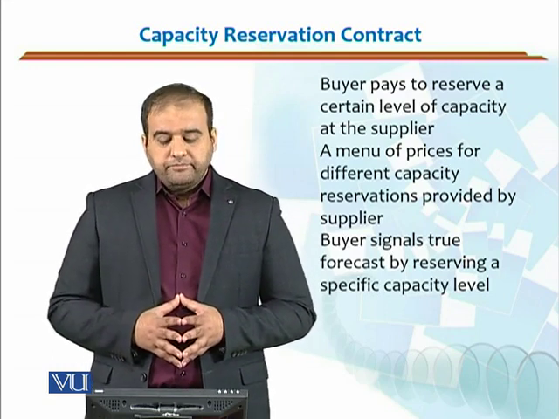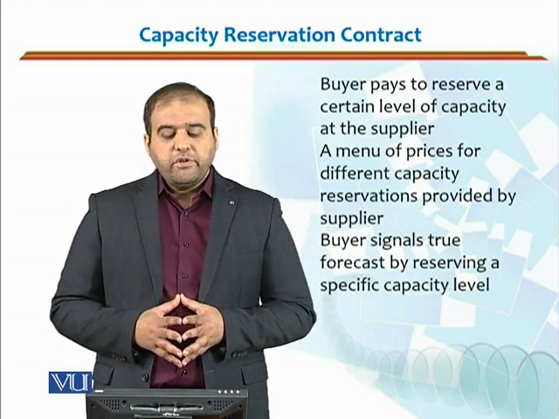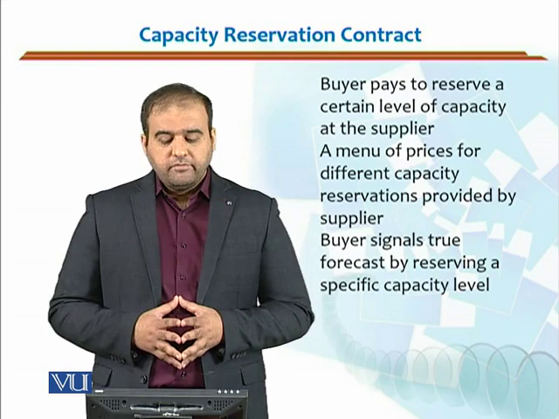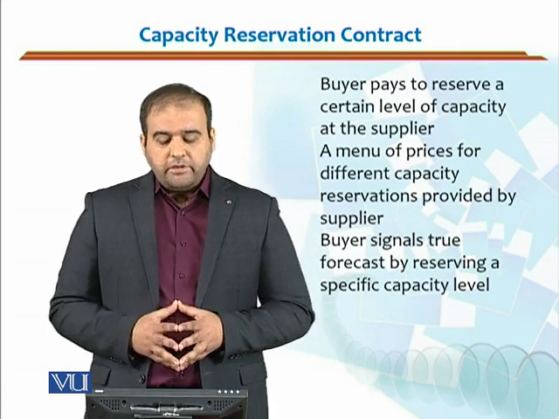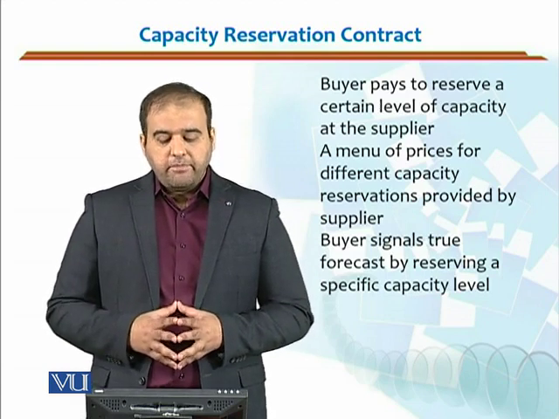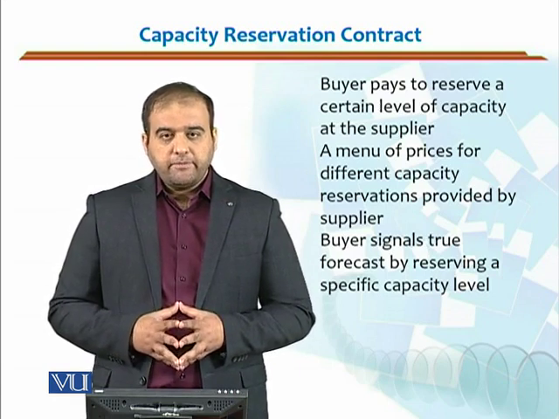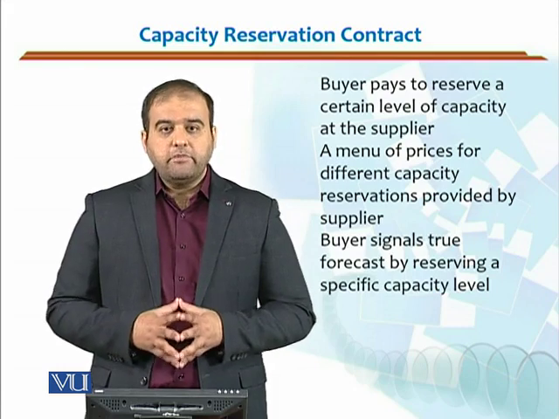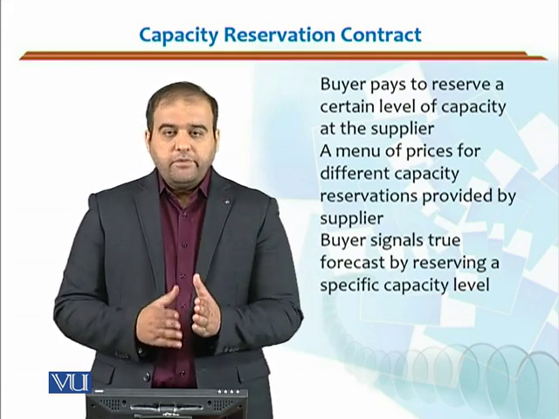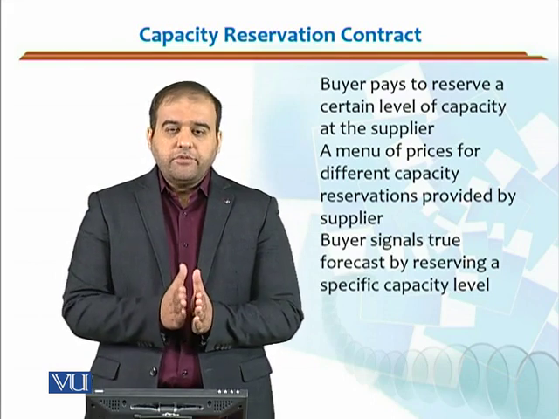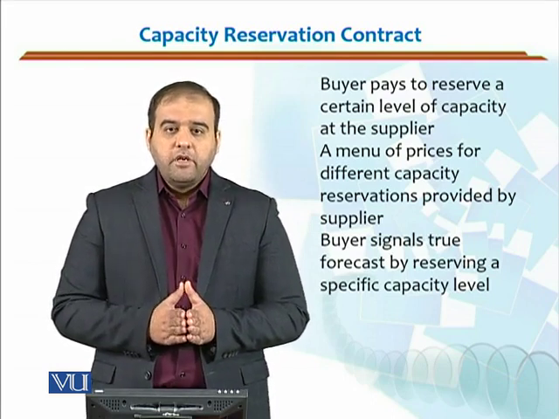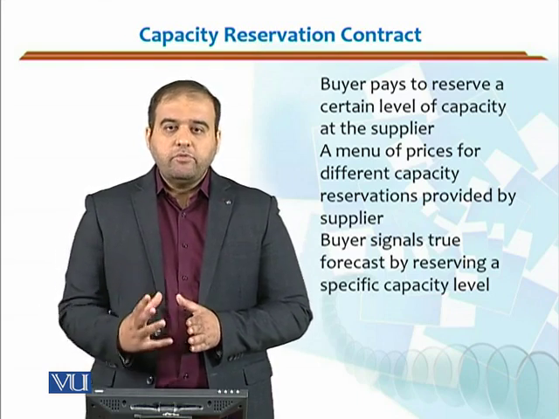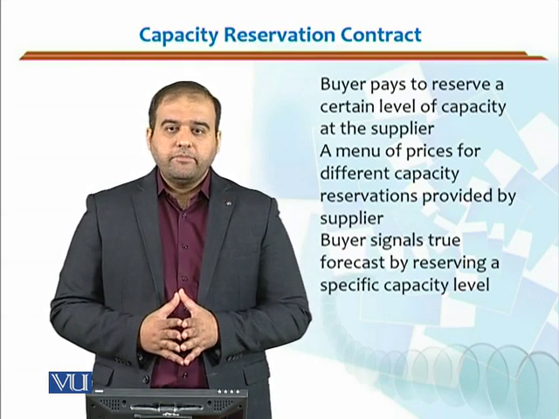The buyer pays to reserve a certain level of capacity at the supplier or manufacturer. This is important. A menu of prices for different capacity reservations is provided by the supplier, and the buyer signals the true forecast by reserving a specific capacity level. Now what is this? At first, when you are placing a soft order, the retailer or buyer will ask the manufacturer to go for a capacity reservation contract.